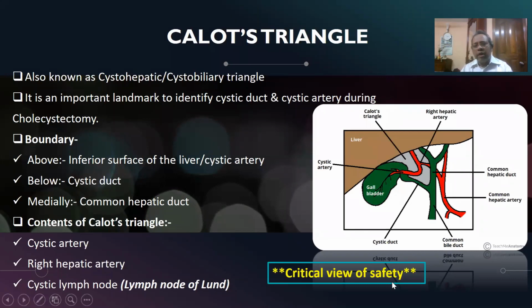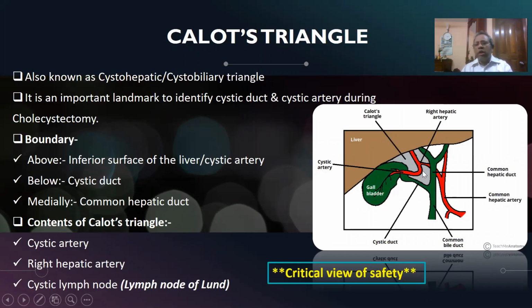critical view of safety. Nowadays it is very frequently asked in the exam and frequently given as a written short note: CVS, critical view of safety. That means during cholecystectomy, the gallbladder is attached to the liver with a peritoneal reflection. So the Kellogg's triangle is covered by a peritoneal fold, anteriorly and posteriorly. Within the fold, the cystic artery and the cystic duct lie.